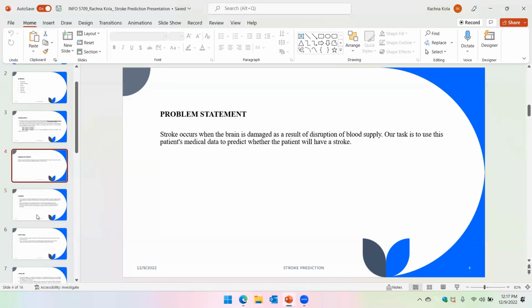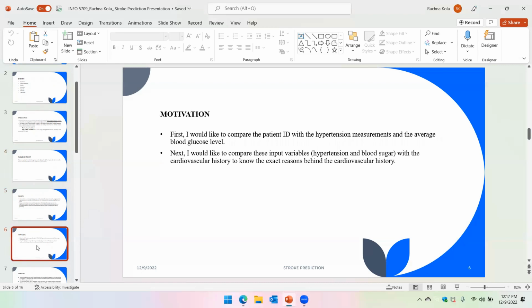And coming to the motivation, the motivation for this project is divided into two parts. That is the first stage and the second stage. In the first stage, I would like to compare the patient's ID with the hypertension measurements and the average blood glucose level. Next, I would like to compare the input parameters like the hypertension and blood sugar with the cardio history to know the exact reason behind the cardio history. And by this, we can predict whether people can have a stroke or not.